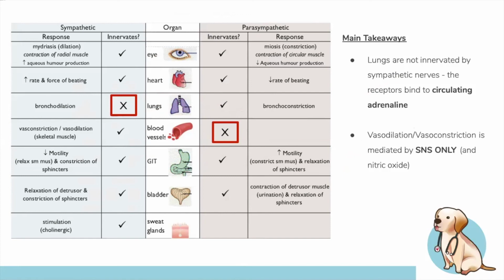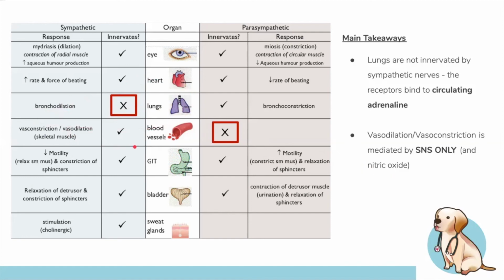The way it works is parts in your body are going to be secreting a whole bunch of adrenaline because your whole entire body is connected via blood. Essentially, all of this circulating adrenaline is then going to attach to the receptors on the lungs. And this is what causes bronchodilation, but it's not directly innervated. So definitely remember that because that will come up time and time again.